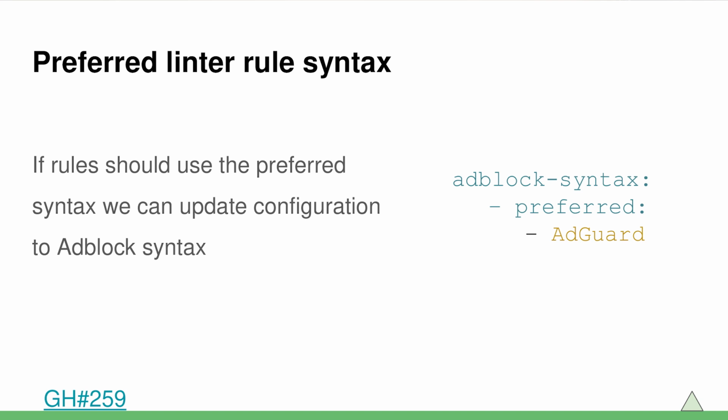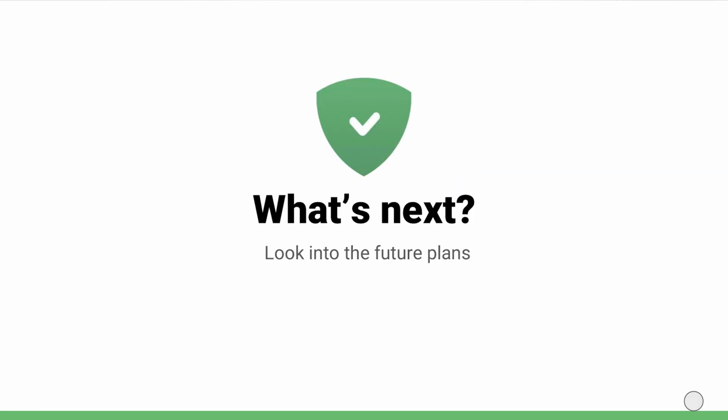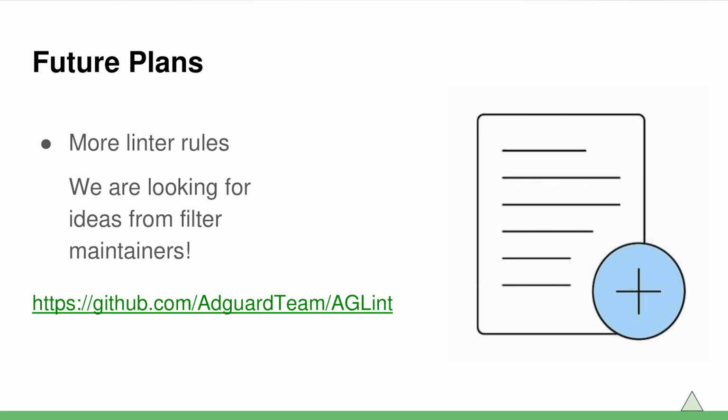Now it's time to talk about the planned AGLint features. Our next focus is on expanding the rule set to make filtering more flexible and powerful. We need your help to vote on, create, and update rules. You can join us on our GitHub repo. We don't want to do this alone. We're looking for inputs and ideas from filter maintainers who deal with real-world use cases every day. Your feedback will help us shape smarter, easier-to-use filtering rules for everyone.